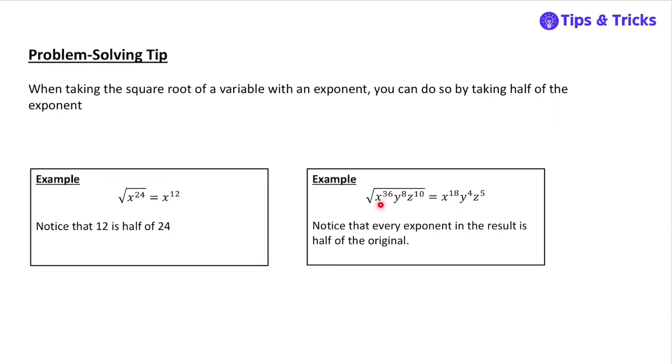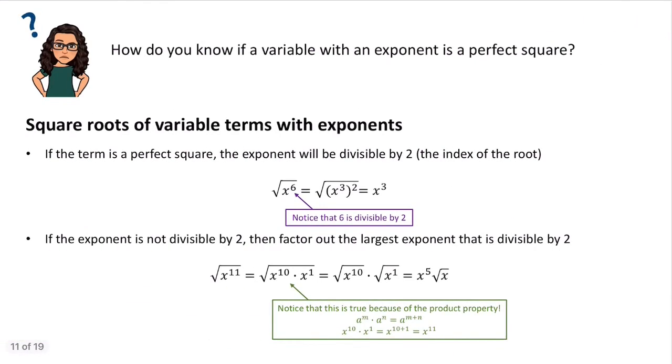Even if you have multiple variables in your problem, you just take half of the exponents when you're taking the square root. So 36 divided by 2 is 18, 8 divided by 2 is 4, and then 10 divided by 2 is 5. Right? That's what we're doing back here too. Half of 6 is 3, and then when we took the square root of x to the 10th, that's how we got x to the 5th.